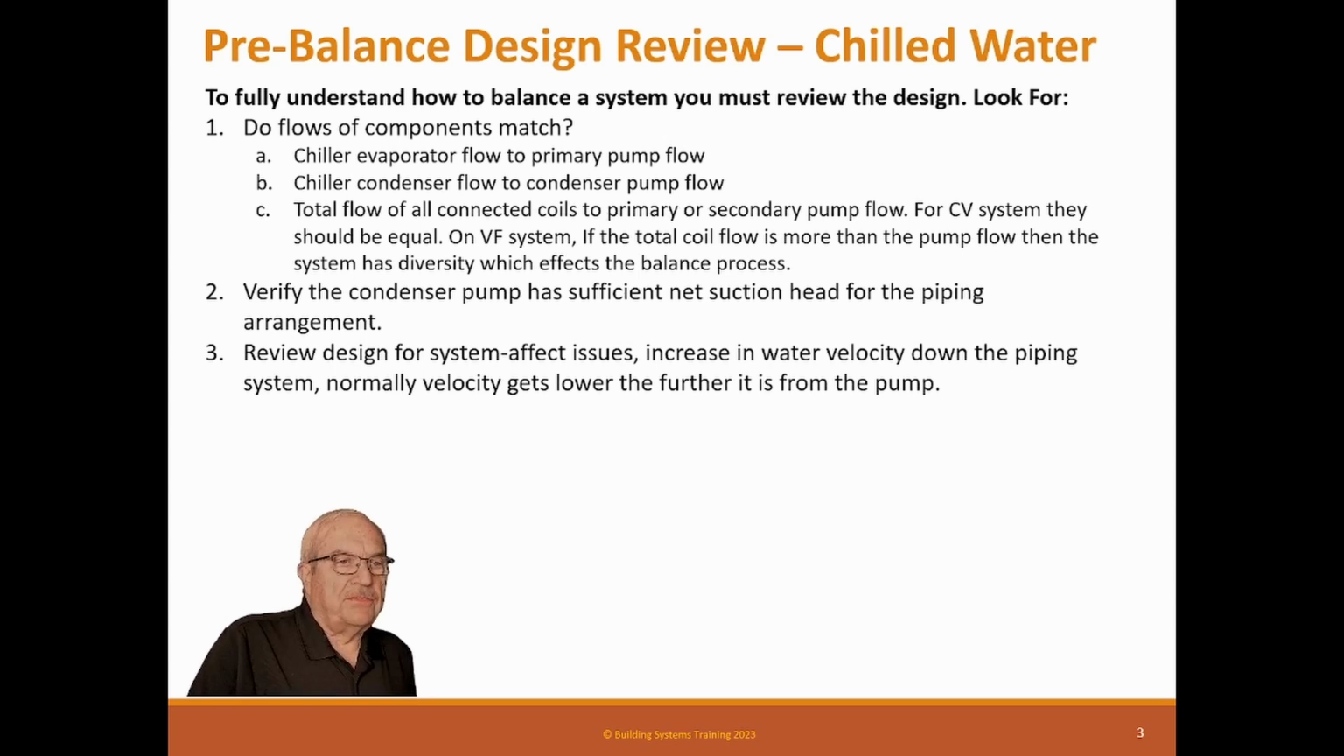Review the design of system effect issues, which are issues that increase the system pressure more than just the pipe friction. So that could be fittings like bullhead T fittings. It could be wrong size pipe. It could be if piping velocity increases down the pipe system. Normally pipe systems start off at high velocity for bigger pipe, and the velocity gets less and less as you get smaller and smaller the pipe. That's to keep the head contingent.